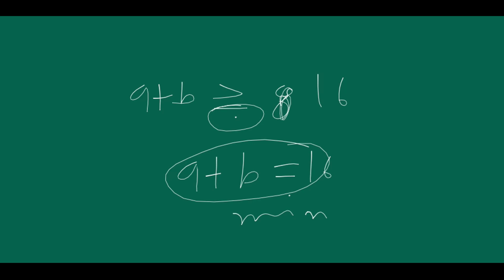You can continue. Our answer is 16. But the minimum possible sum, the option doesn't match 16. What is the minimum possible value it is asking? If you take two negative integers, what is their minimum? Minus 64.